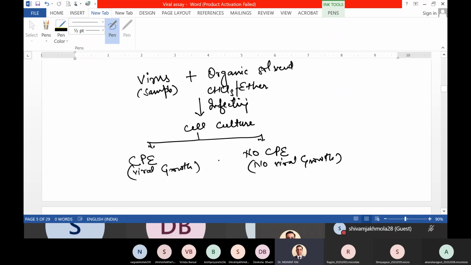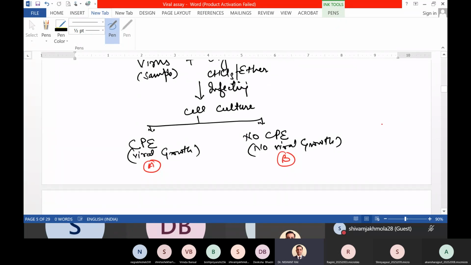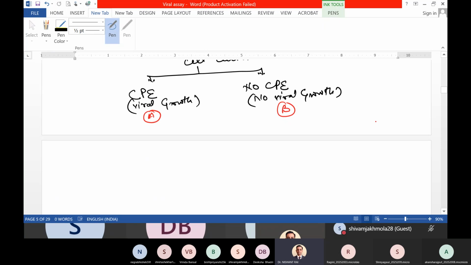Now, can you tell me in which case it is enveloped and in which case it is naked? I am labeling it as observation A and observation B. Now, can you tell me in which observation it is enveloped and in which observation it is naked? Sir, A is enveloped. A is enveloped, okay, and B is naked.